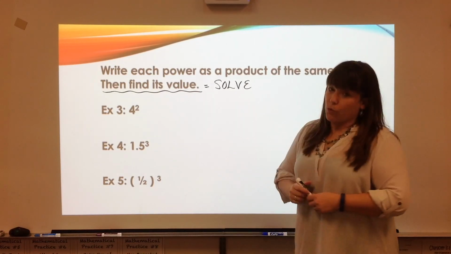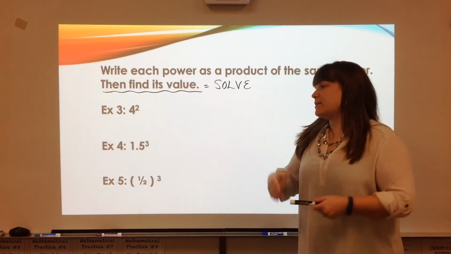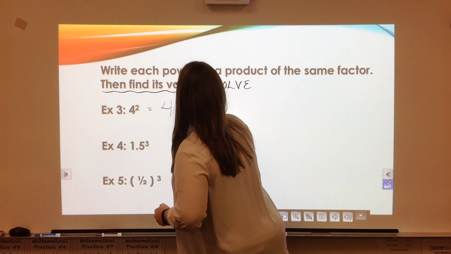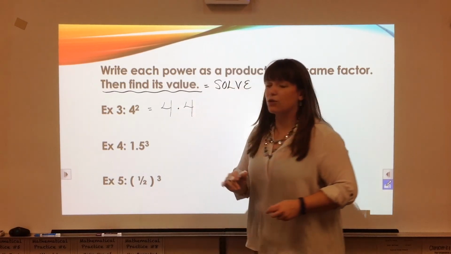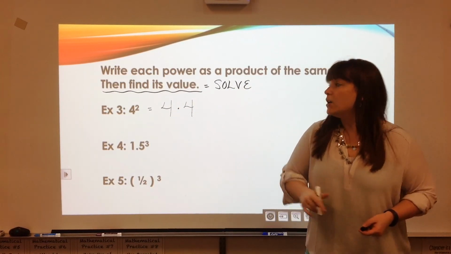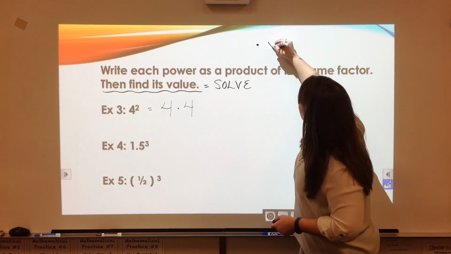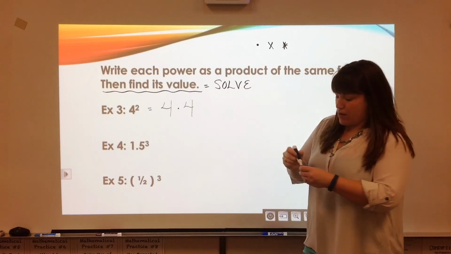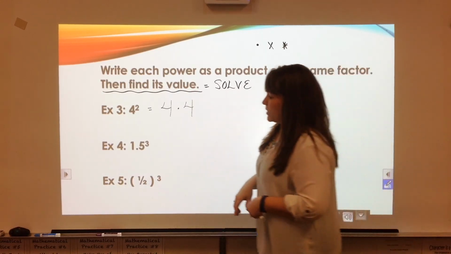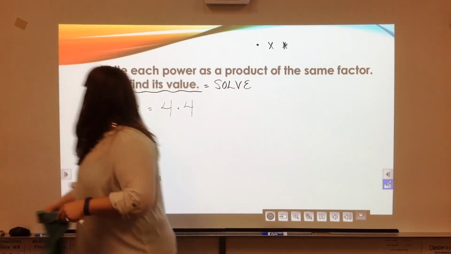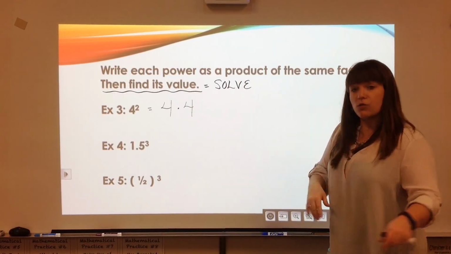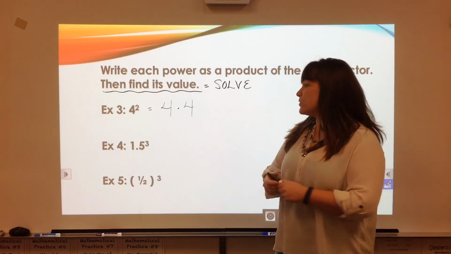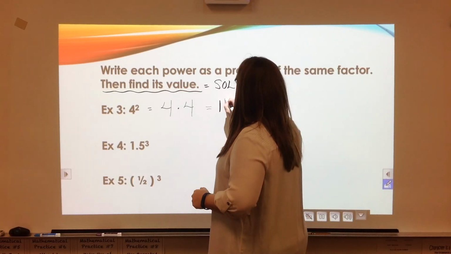So 4 squared, or 4 to the second power, is a string of multiplication with 4. I'm going to show the multiplication with a dot. Remember, multiplication could be a dot, could be an X, could be that little asterisk, and we're going to learn a new way to show multiplication as well coming up soon. So since we only have an exponent of 2, we only need to multiply 4 times 4, and that will equal 16.